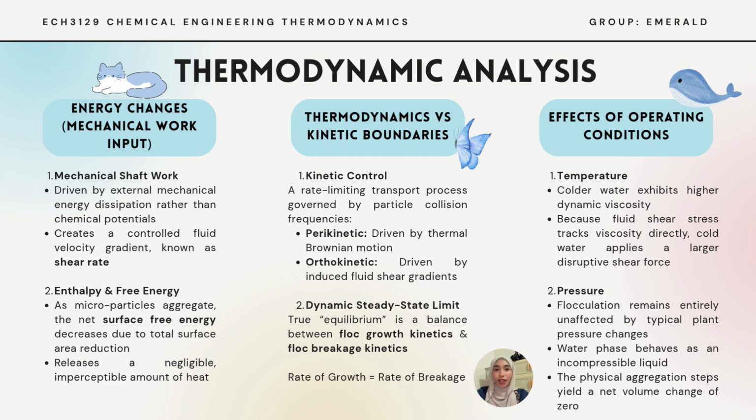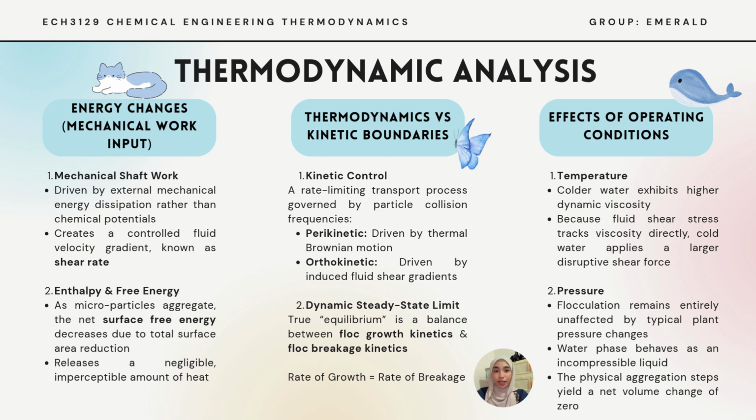Now, let's look at the thermodynamic analysis of the flocculation process, broken down into 3 key areas. First, the energy driving this process is entirely mechanical shaft work, derived from external mechanical energy dissipation rather than chemical potentials. This work establishes a controlled fluid velocity gradient defined as the shear rate. Regarding enthalpy and free energy, as the microparticles aggregate, the total surface area is reduced. This reduction causes the net surface free energy to decrease, releasing an imperceptible and negligible amount of heat into the system.